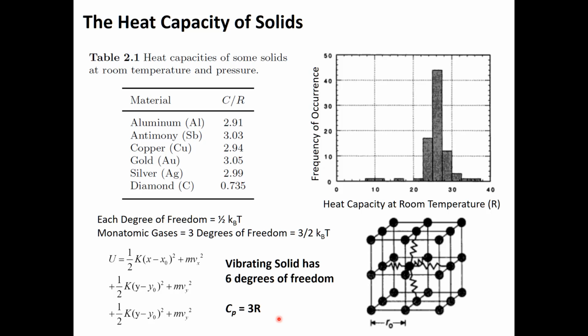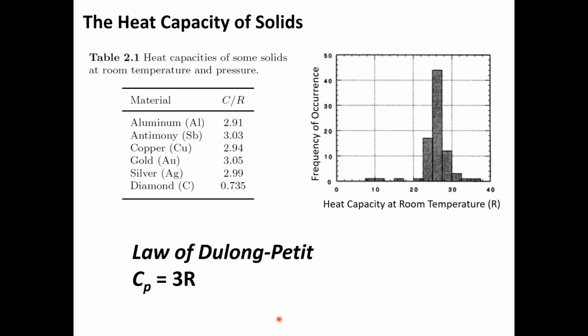This is a very important law. It's called the law of Dulong Petit. This was an empirical law, which means that people knew this experimentally before they understood it, but most solids have a heat capacity of 3R under ambient conditions. Now diamond is the outlier, right?